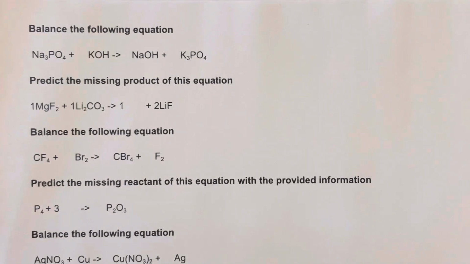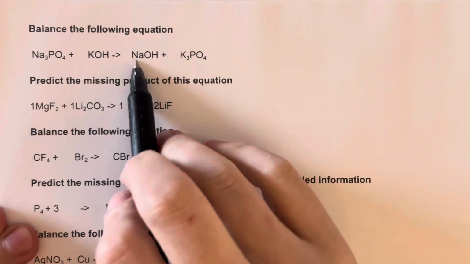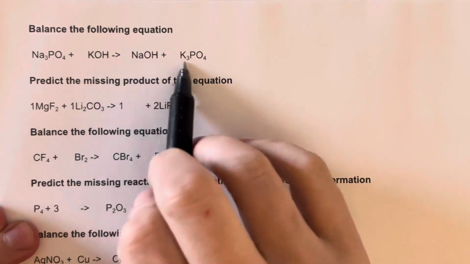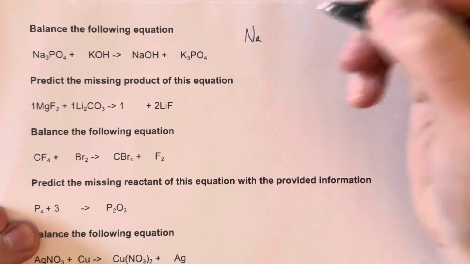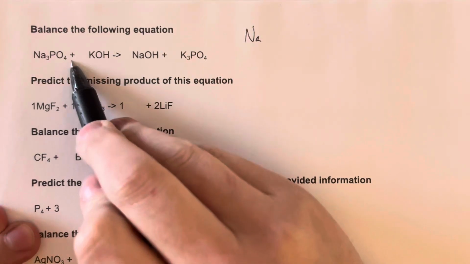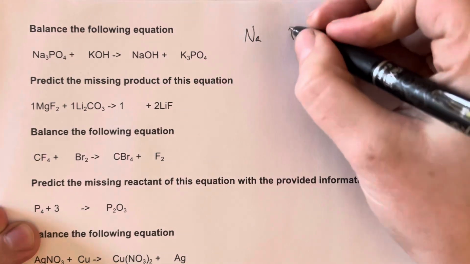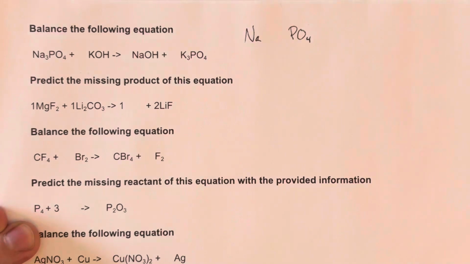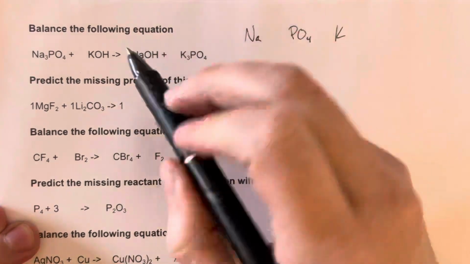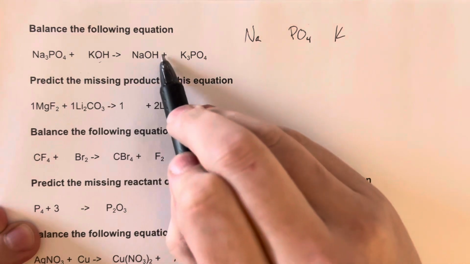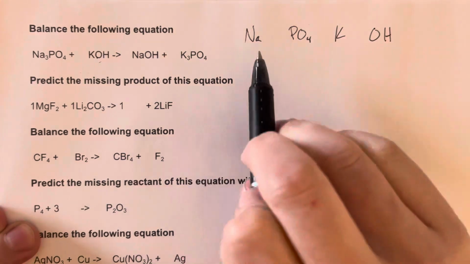Balance the following equation. So you have sodium phosphate reacting with potassium hydroxide, forming sodium hydroxide and potassium phosphate. So I have sodium present. I can see the polyatomic phosphate here, and it does make it through intact, so that means that I can count that as a single thing. I have potassium present, and then I have hydroxide polyatomic that also makes it through intact, so I can also count that as a single thing.